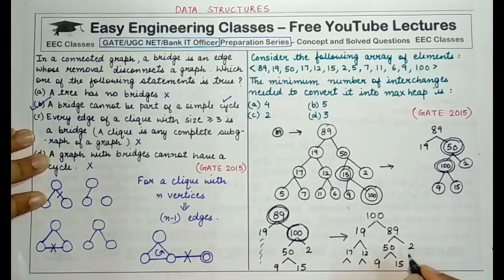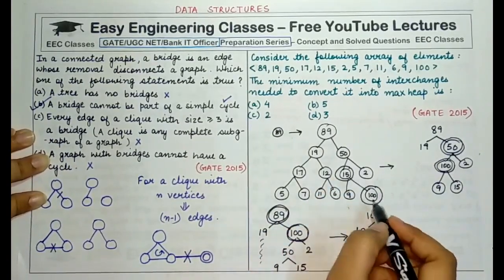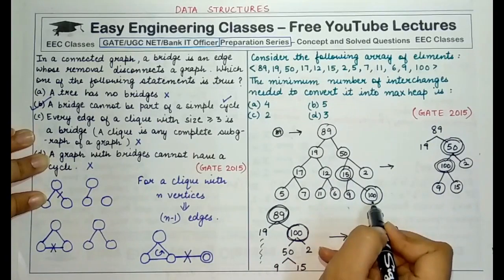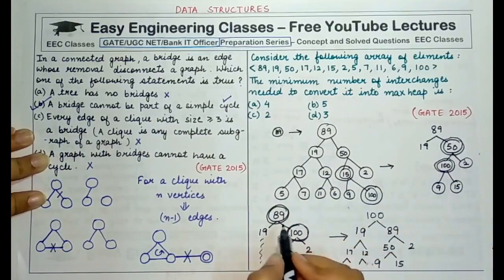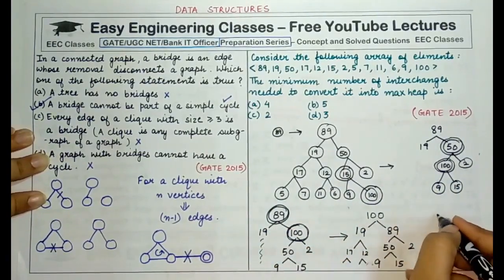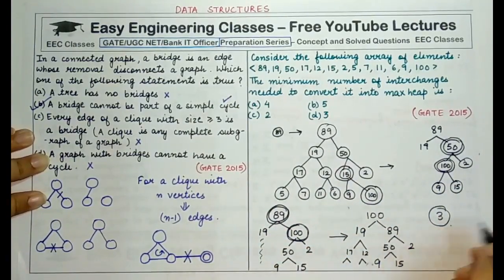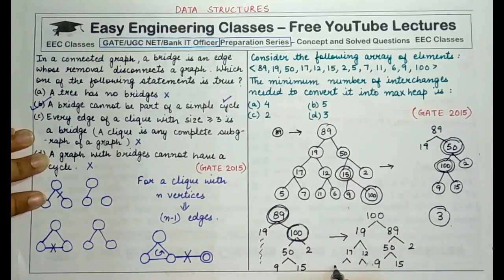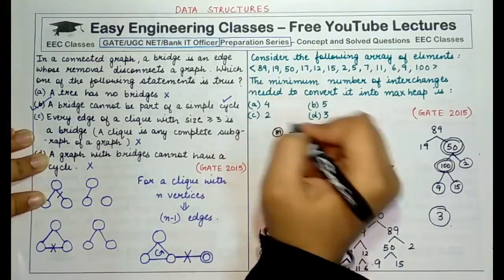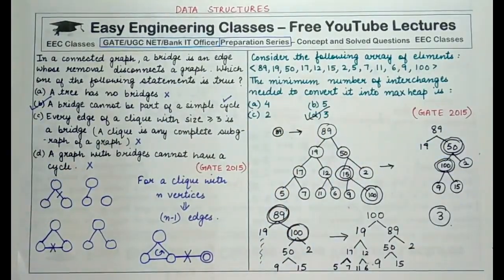All right, so how many exchanges have we made? We have exchanged 15 and 100, which is the first swap, then 50 and 100, which is the second swap, and 89 and 100, which is the third swap. So we have made 3 exchanges to form the max heap. Why max heap? Because if you check in this tree, every parent would have a value that would be greater than the value of both its children. All right, so the correct answer is option D, which is 3 exchanges.